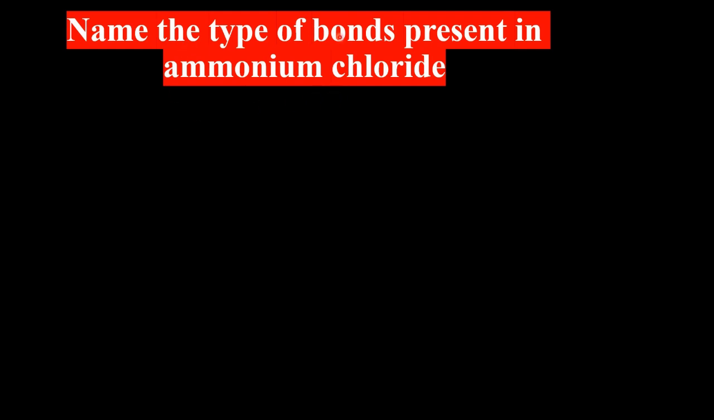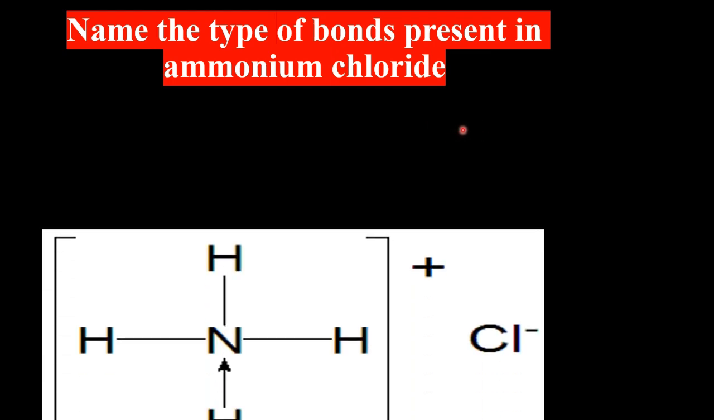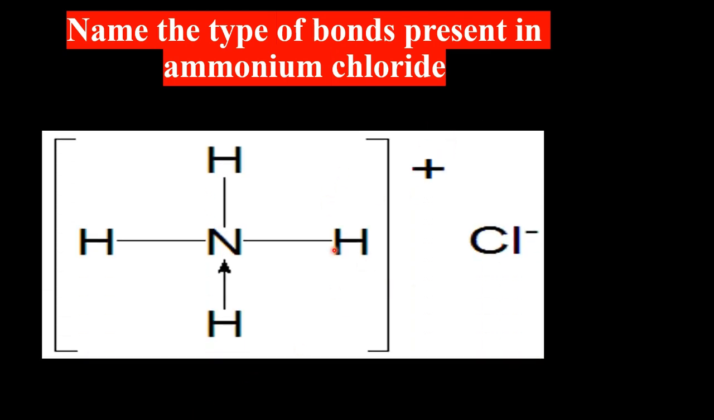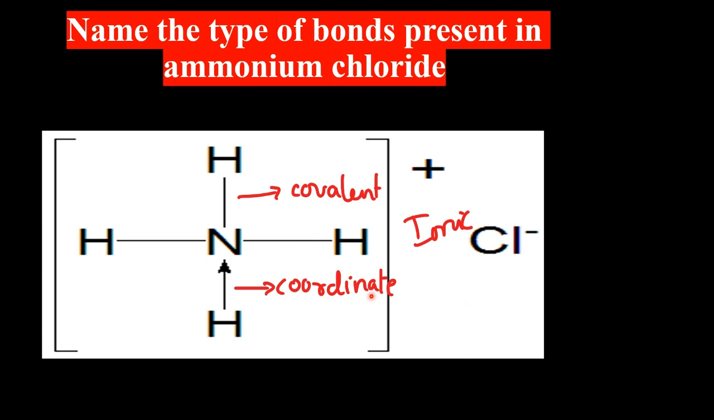Very important question. Name the type of bonds present in ammonium chloride. Not only ammonium chloride, any ammonium containing compound. So ammonium sulfate, ammonium nitrate, ammonium hydroxide, all these compounds have all three types of bonds. What are those? Coordinate bond, covalent bond, and ionic bond. Remember this point.